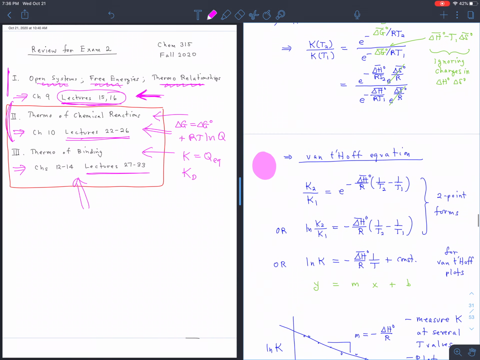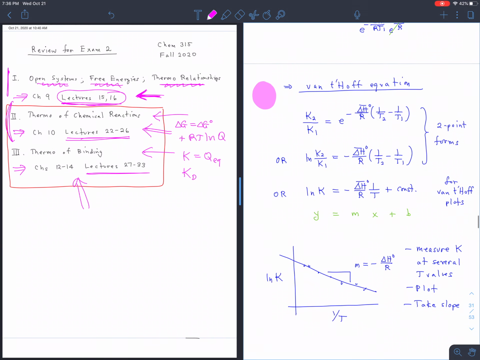We did a bunch of examples like this, so I won't go through the examples here, but remember that the Van't Hoff equation can be written this way, or by taking the log of both sides can be written this way. Those are both the 2-point forms of the Van't Hoff relationship. Or it gives rise to a linear relationship between log of K and 1 over T, and that gives rise to a Van't Hoff plot.